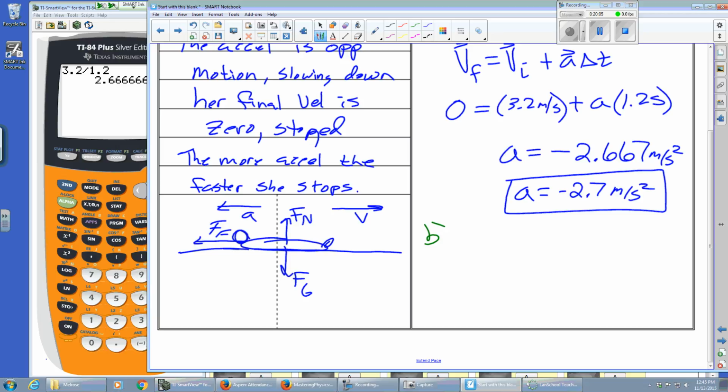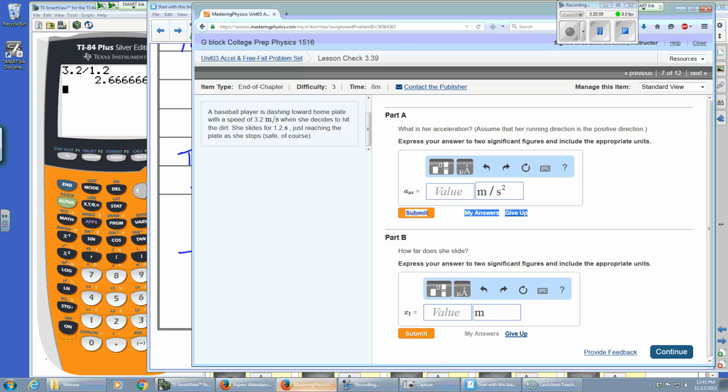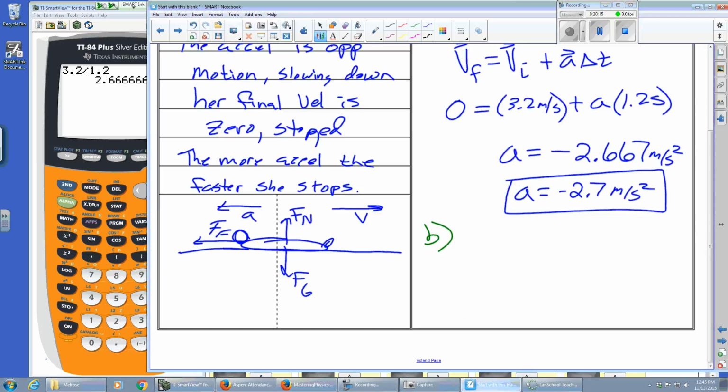And then part B, how far does she slide? Now, I can do that with the equation I used before. I'm going to use a different equation just to give you an alternate way. So you could go and look at the one we did just a minute ago and use d equals d naught plus v initial t plus 1/2 at squared.